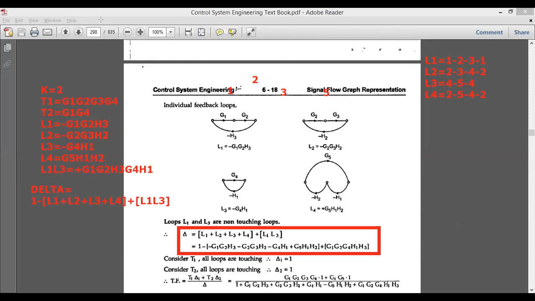Once you have the value of delta, just apply Mason's gain formula, but before that you should find delta 1 and delta 2. Here it is a bit confusing. Just a minute. How to find the values of delta 1, delta 2 and delta 3, I will be telling in my next class.